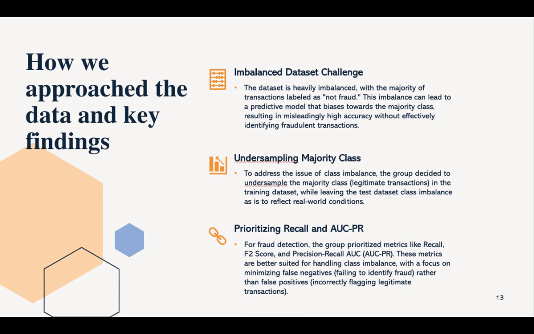The F2 score, like the F1, considers both precision and recall. However, the F2 score puts more emphasis on recall over precision. The area under the precision recall curve reveals the trade-off between precision and recall. It is more informative than the area under the ROC curve for highly imbalanced datasets because it focuses on the minority class.